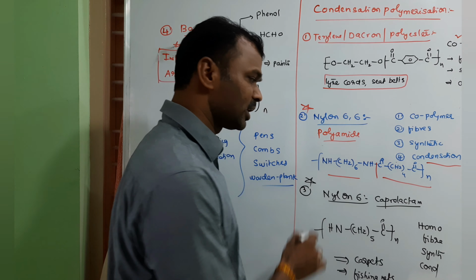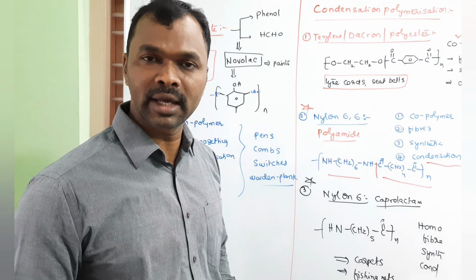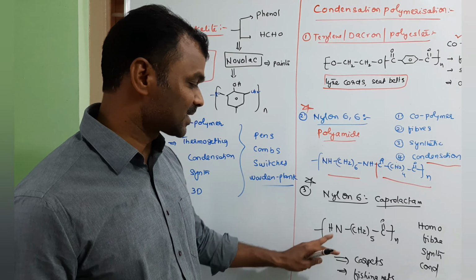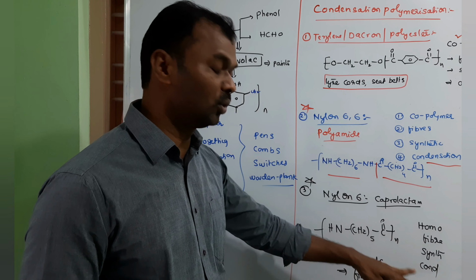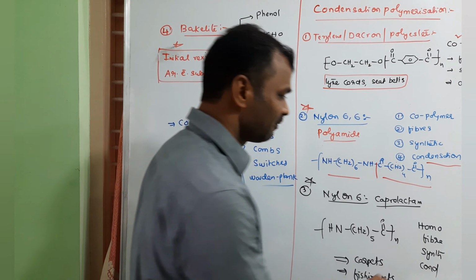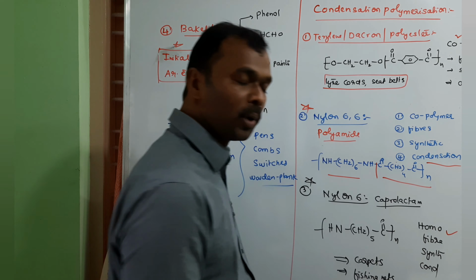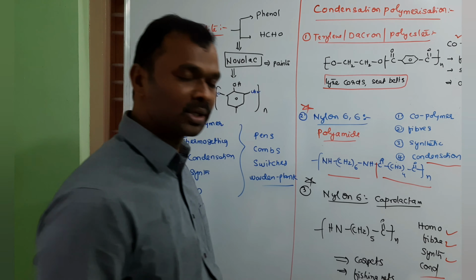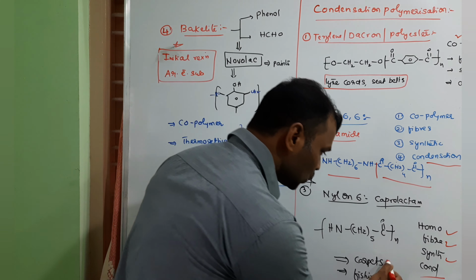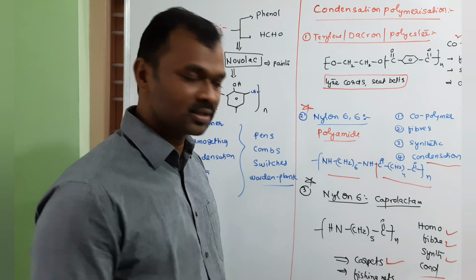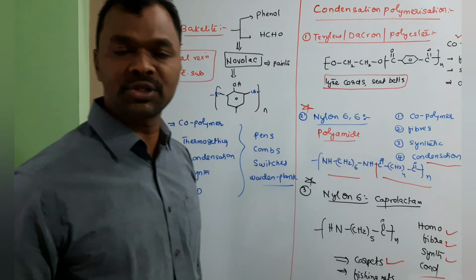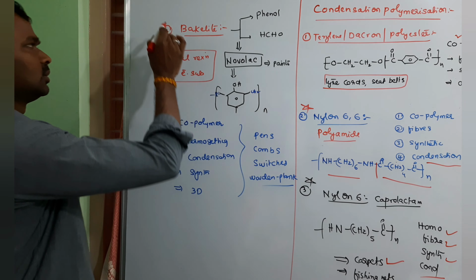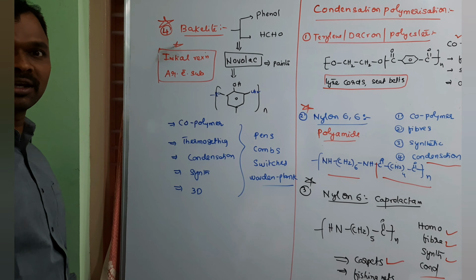Nylon 6 also very important, no? Caprolactam monomer, structure is this, NH(CH2)5CO taken n times, which is used as homopolymer, fiber, synthetic and condensation polymerization. It is used in the preparation of carpets and fishing nets. Fishing nets also used. The most important is bakelite.